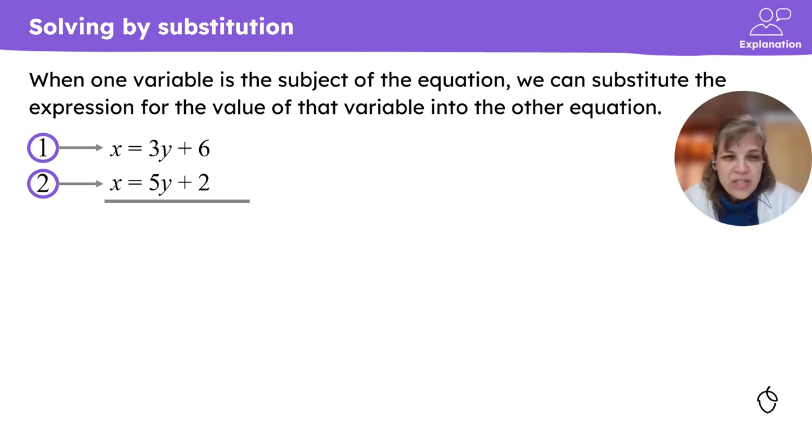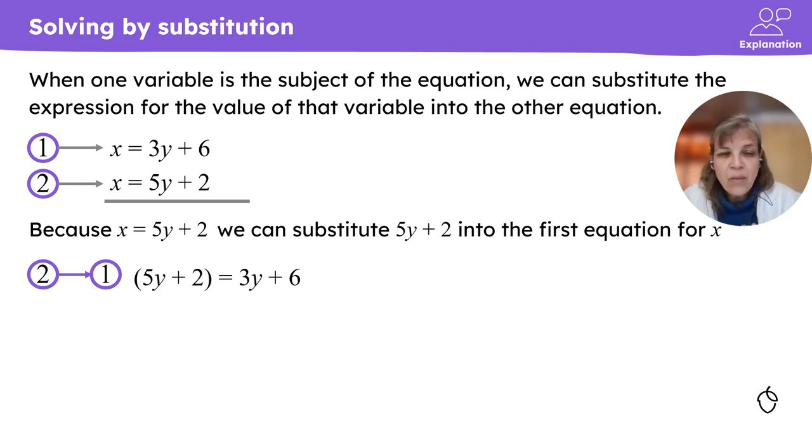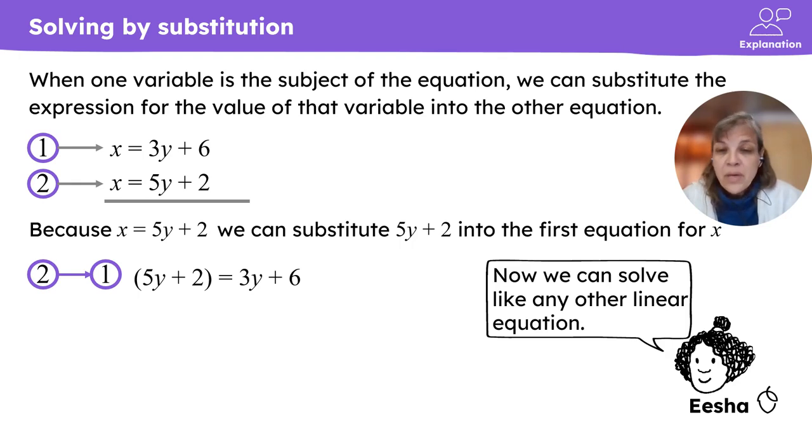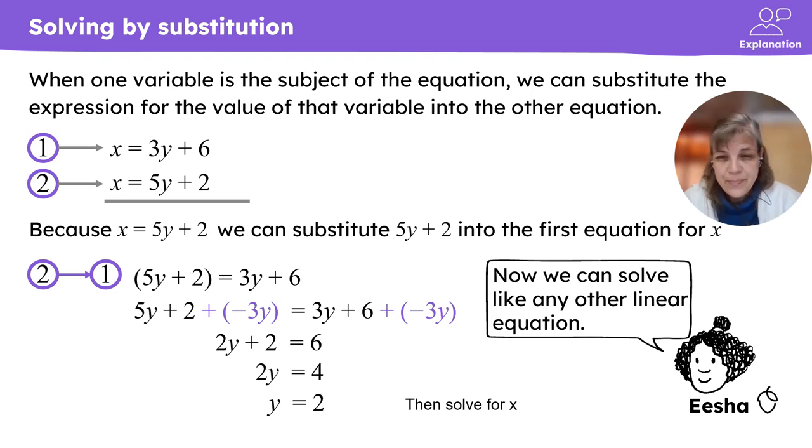Now in this case, both of these equations have x as the subject of the equation. X is this and x is this. Because x is equal to both of these things, we can substitute 5y plus 2 into that first equation. That's x. So I can say, well, then 5y plus 2 must equal 3y plus 6. You see that? Now we can solve it, like any other linear equation. We find out what y is by rearranging. Once we found out y, then we can solve for x.